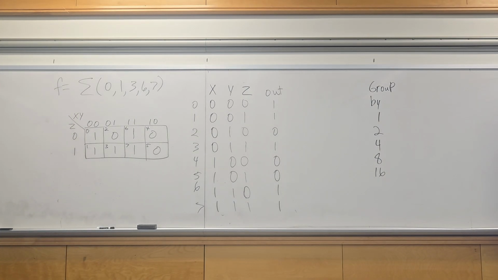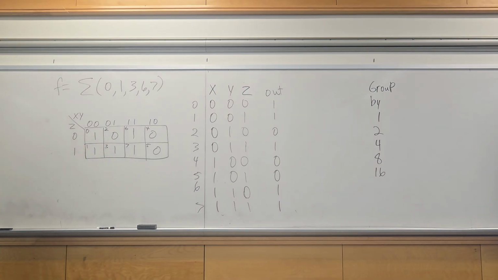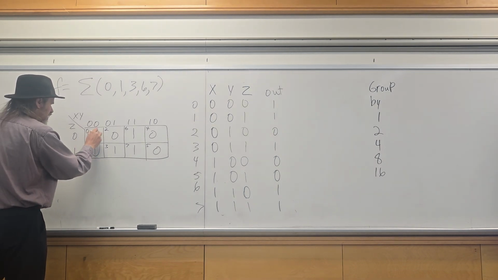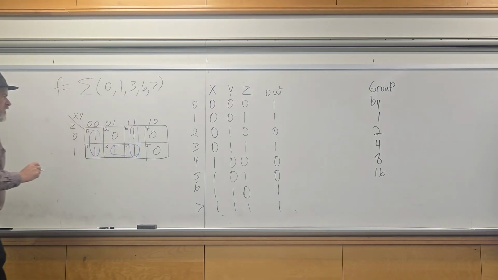All right, here we have opportunities to group by powers of 2. You would not have a group of 3. That wouldn't work. Only group by powers of 2. And you can overlap, like so. Those are your groups by powers of 2.